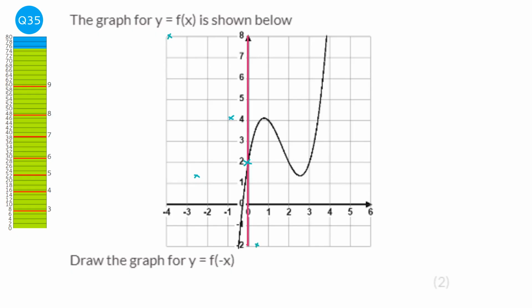So we just want to roughly draw it out, and this is a kind of sketch because we can't be too accurate with this, and you wouldn't necessarily be expected to be perfectly accurate, but that's more than good enough to give you the mark.